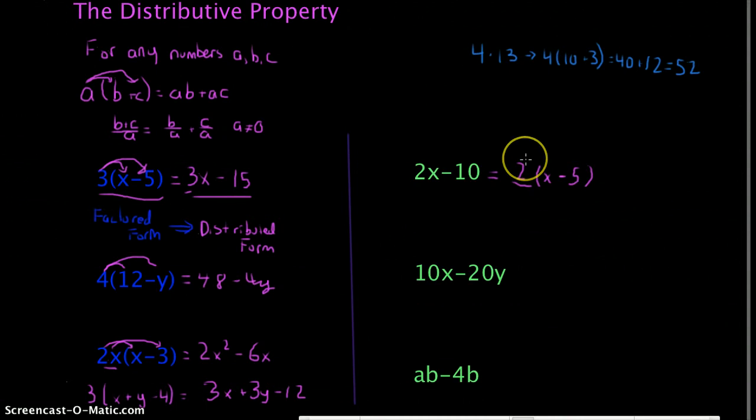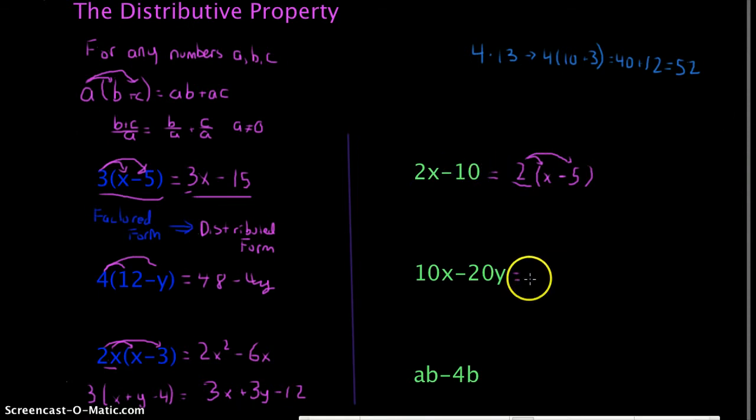So this is just the factored form of the original expression. And if I get stuck, I can go back and check it. 2x, 2x, 2 times negative 5, negative 10. Okay? So let's take a slightly trickier expression.